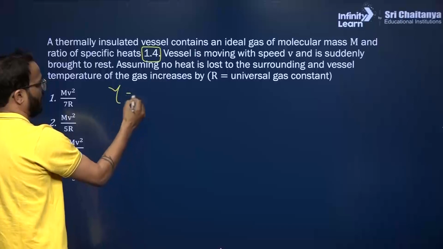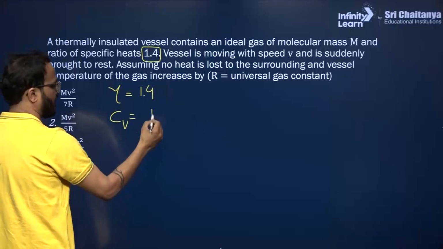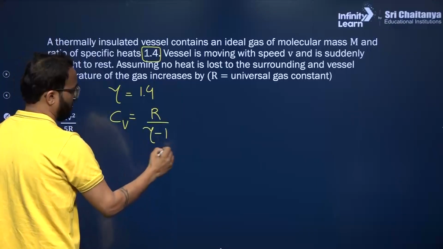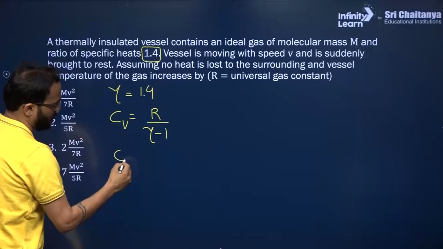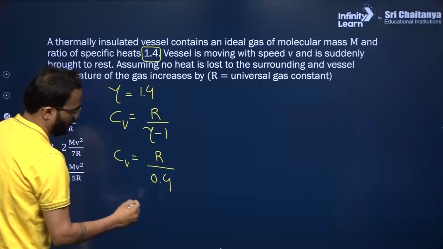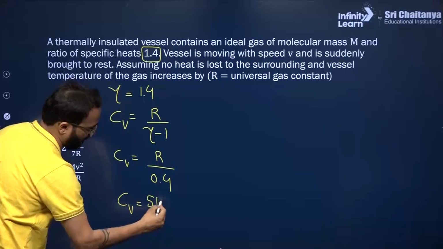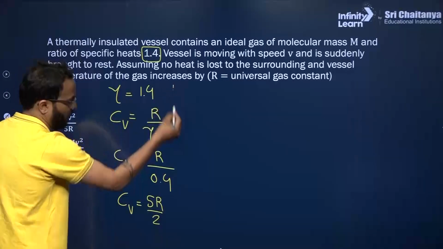So what is gamma? Gamma is 1.4. So what is CV? CV is R upon gamma minus 1, right? So CV will be R upon 0.4, that means it is 5R by 2, point number 1.